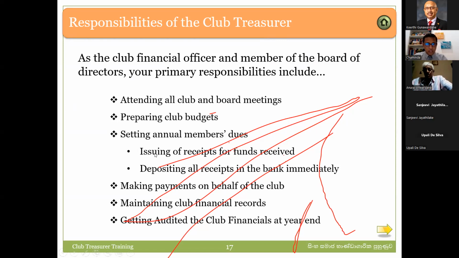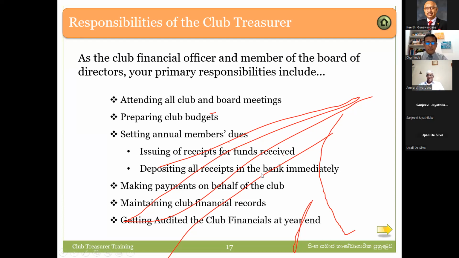Then you need to issue receipts when funds come in. Then they must be deposited immediately. All receipts in the bank immediately. We will talk about that later too, but I will say it again now. When deposits come in, do not pay anything from the cash you get. Do not pay from the deposits you get. All your deposits have to go directly to the bank. You have to deposit it first and then take a check out or advance a check for expenses. Do not spend the money you collect in cash.